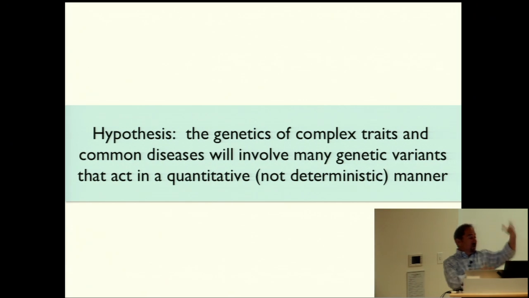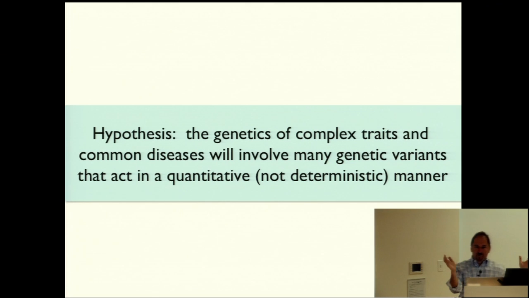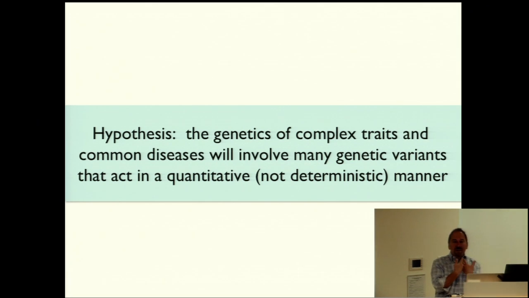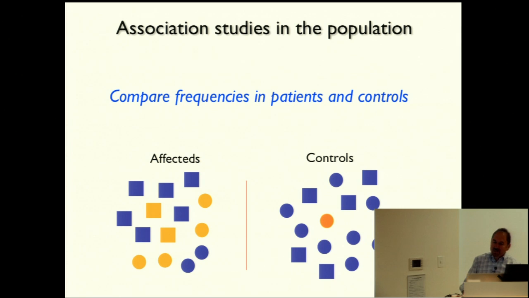Those quantitative effects could be large, or they could be tiny, there could be many of them, there could be few of them, but it will be quantitative and probabilistic rather than deterministic. It'll be polygenic and quantitative rather than single gene and deterministic. And the cases where it will be single gene and deterministic are probably recognizable a priori because they'll show that inheritance.